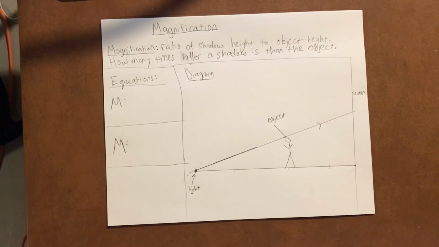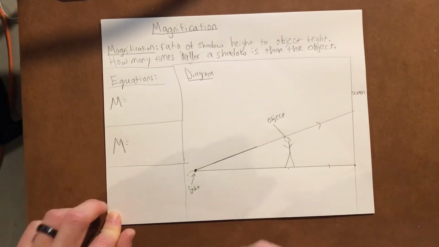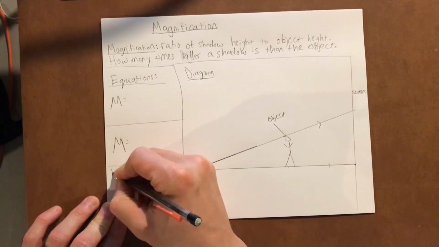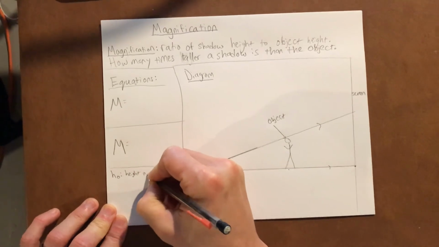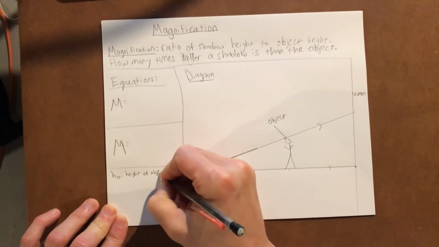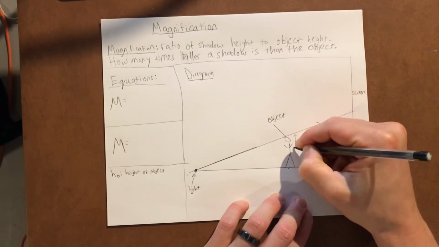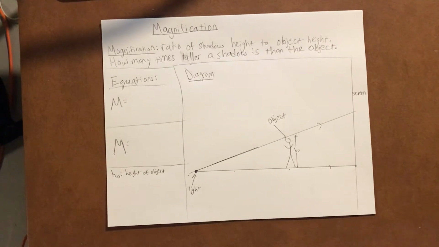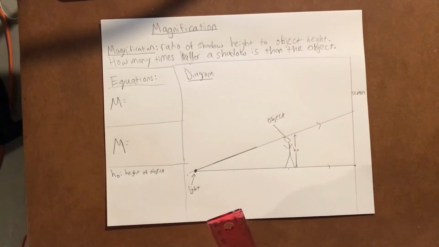Okay, now we need to make some measurements. So we're going to start with some heights, since magnification has to do with how tall the shadow is. We're going to start with a variable called HO. This is called height of the object. So label HO here next to the person. The height of that person would be HO. Whatever object you have.